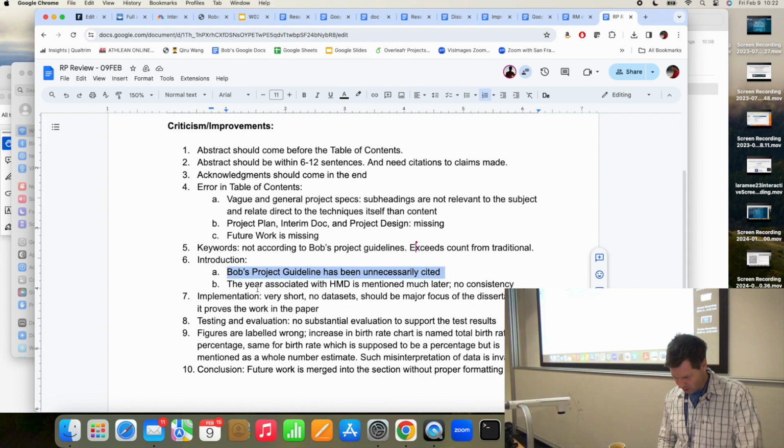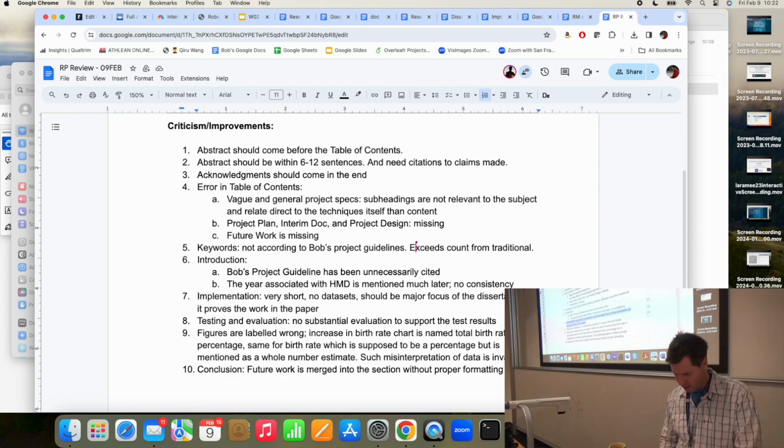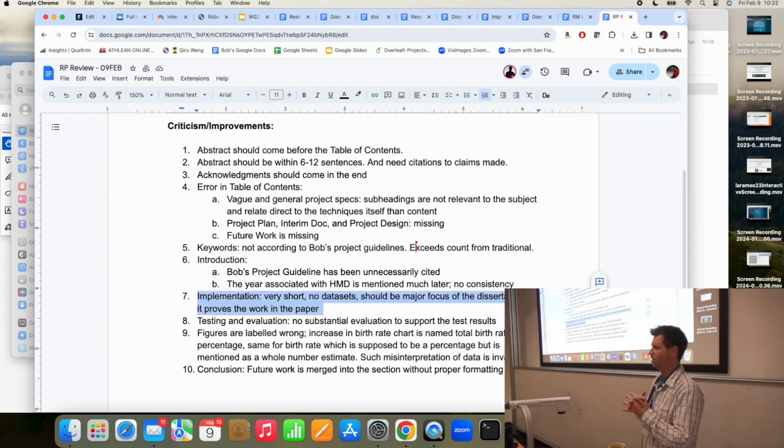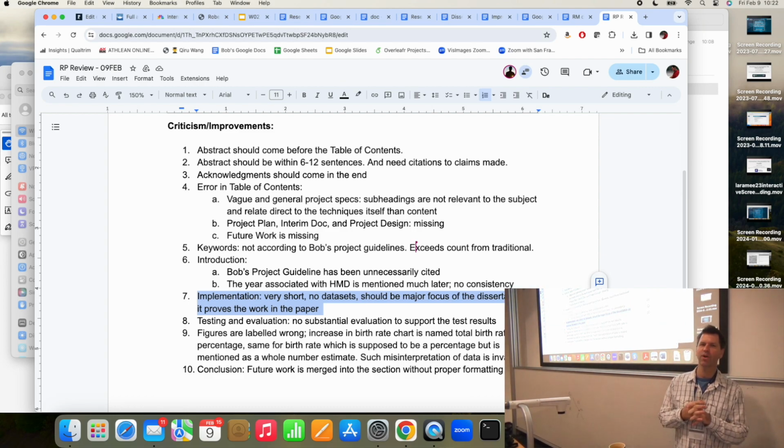Okay, yes, okay. Implementation very short, no data sets, should be major focus. Yes, that's right. The implementation is not a high quality implementation. It's a low quality implementation. In fact, if you look carefully, it's hard to tell really what happened. In other words, it would be difficult or impossible to reproduce, right? If you wanted to reproduce this, it would be very, very difficult.